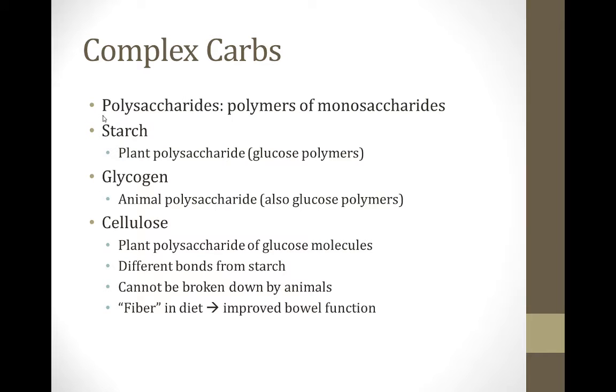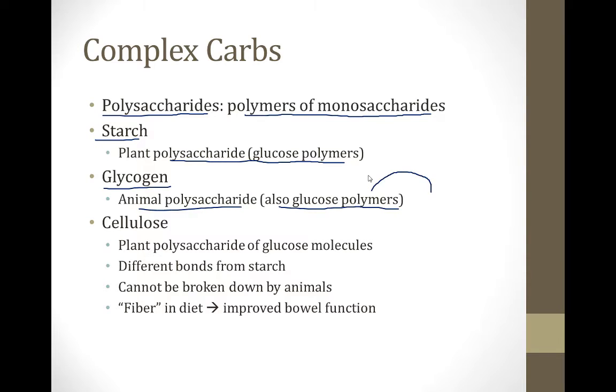Complex carbohydrates are polysaccharides, so these are polymers of monosaccharides. There are lots and lots of monosaccharides linked together. You may have heard of starch. Starch is a plant polysaccharide that consists of glucose polymers. Glycogen is an animal polysaccharide. It is also glucose polymers, but these are oriented such that the human body can break them down into glucose when they need energy. And then you may have heard of cellulose.